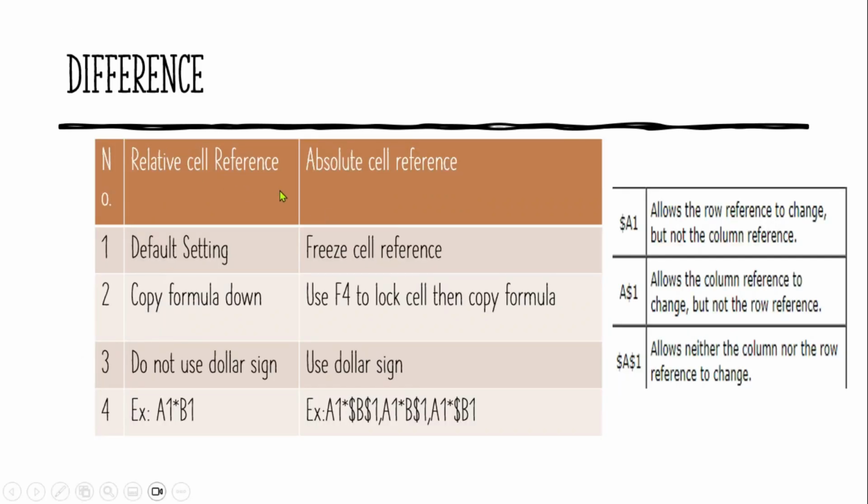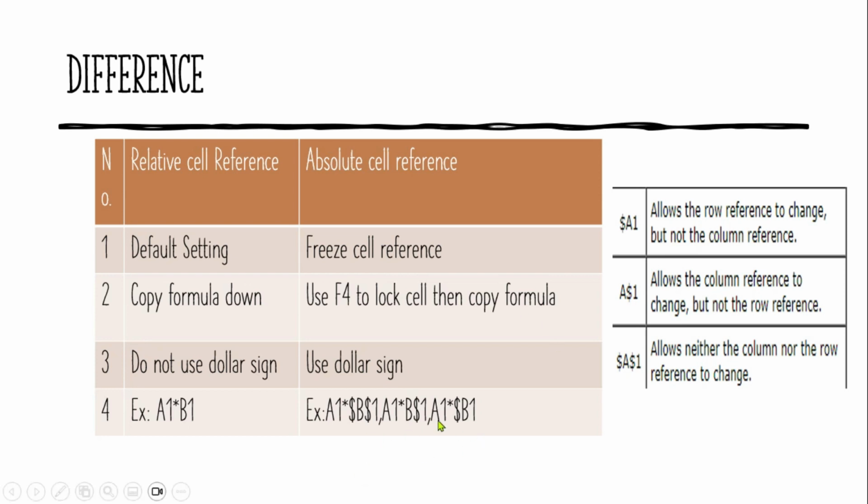Now let's see the difference between these two if asked in the interview. You should mention these four points. First point: relative cell reference is the default setting in Excel, whereas absolute cell reference freezes the cell reference. Second point: relative cell reference copies the formula down, whereas for absolute cell reference you use F4 to lock the cell, then copy the formula. Third difference: we can't use the dollar sign in relative reference, whereas in absolute reference we use the dollar sign. And finally you can give the example like A1 into B1. Here we are multiplying these two cells and then we can copy the formula down, right? And in absolute reference you use the F4 key to lock the column and the row.